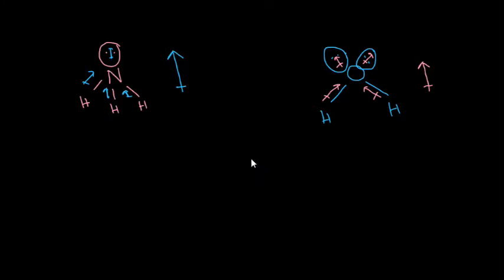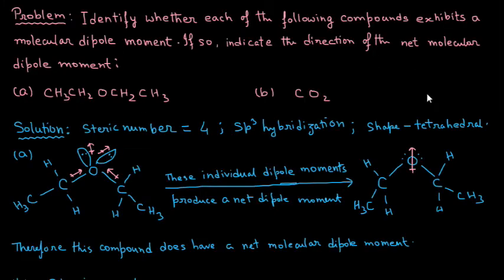Let us move to the next topic. Now, based on this molecular dipole moment, we have a question. We have an example. Let us see the problem. Example: identify whether each of the following compounds exhibits a molecular dipole moment. If so, indicate the direction of the net molecular dipole moment. A and B. Fine. Let us see what is the solution.